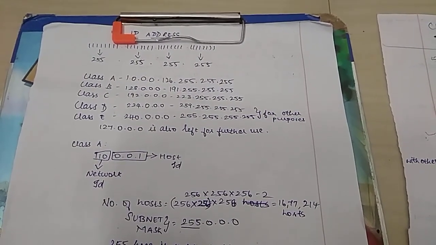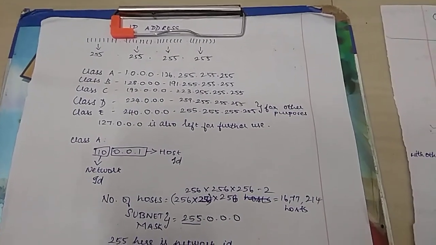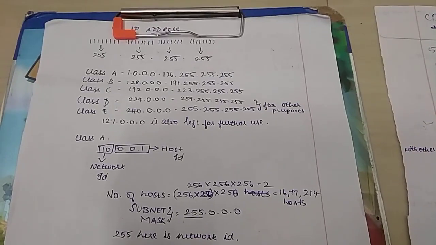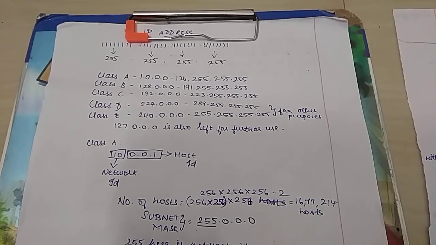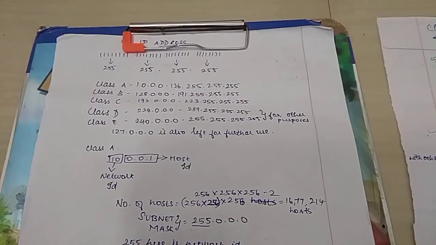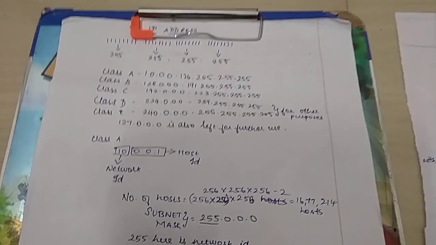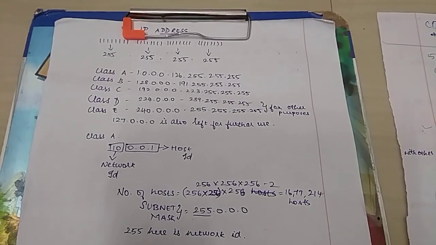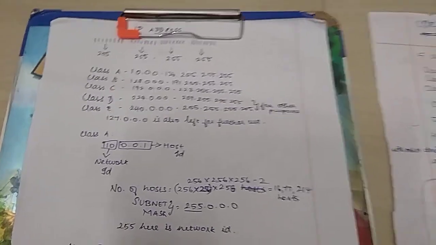192.0.0.0 to 223.255.255.255. Class D is between 224.0.0.0 to 239.255.255.255. Class E is between 240.0.0.0 to 255.255.255.255. Class D and Class E are used for other purposes, and 127.0.0.0 is also left for further use.